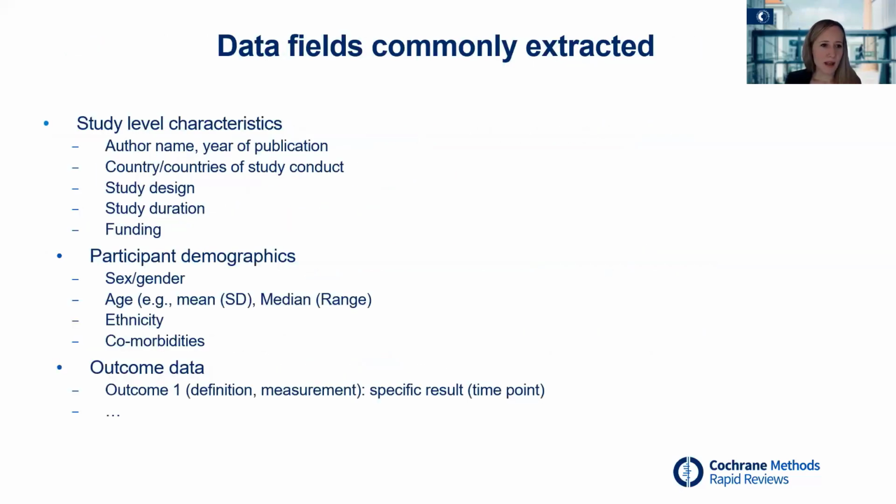This is an example of data fields that are commonly extracted. So on the study level, you extract study level characteristics like the author name, year of publication, the country where the study was conducted, study design, study duration, funding. Then usually we extract participant demographics like sex or gender, the age, ethnicity and comorbidities, and the outcome data. So the definition and how the outcome was measured, and then the specific result.